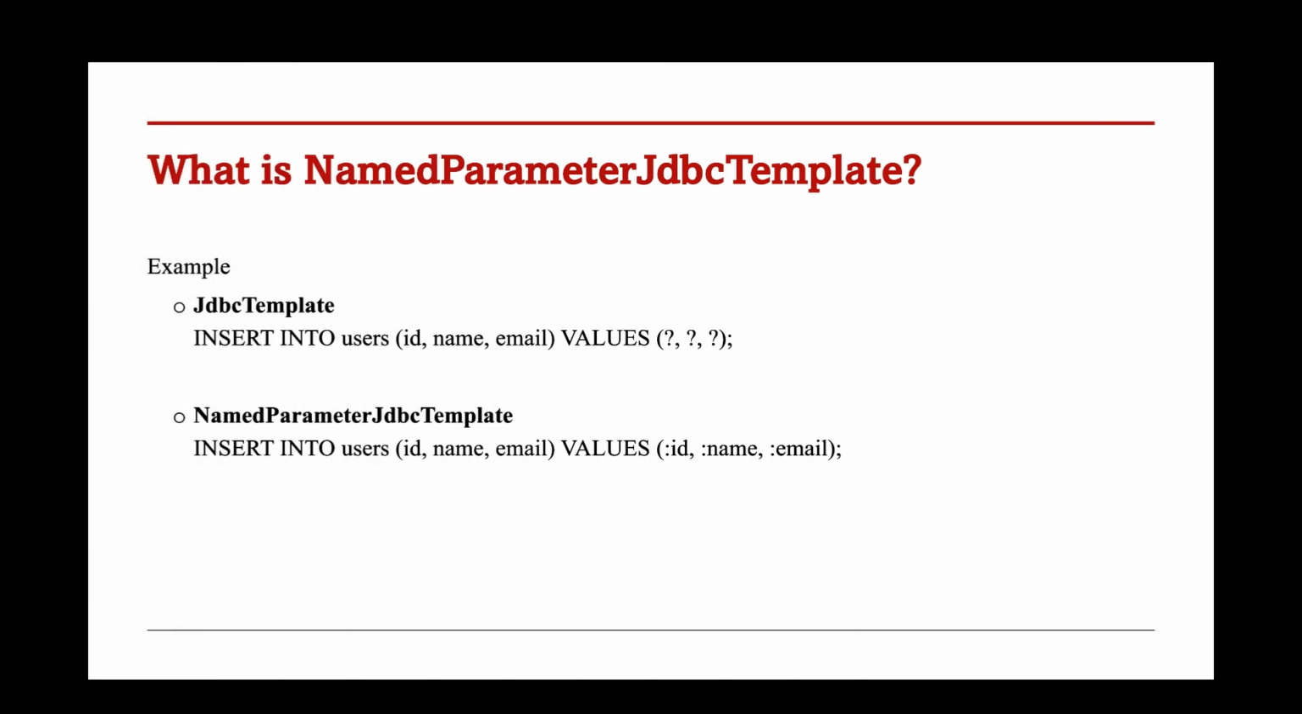Now, with NamedParameterJdbcTemplate, our query looks much clearer. Insert into users (id, name, email) values (:id, :name, :email). Notice how each question mark is replaced by a colon followed by a meaningful name: id, name, and email. This makes it so much easier to understand what each parameter represents, and it eliminates the hassle of keeping track of the order. This approach not only makes your code more readable, but also easier to maintain.